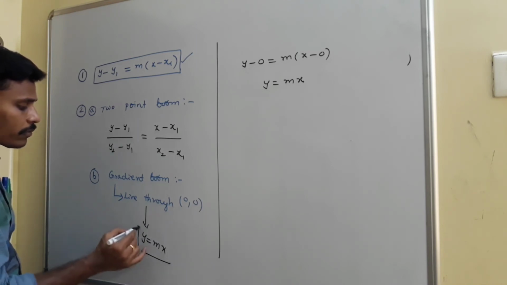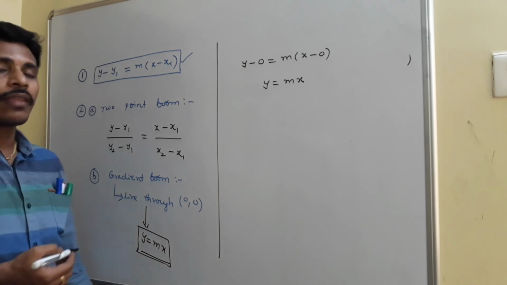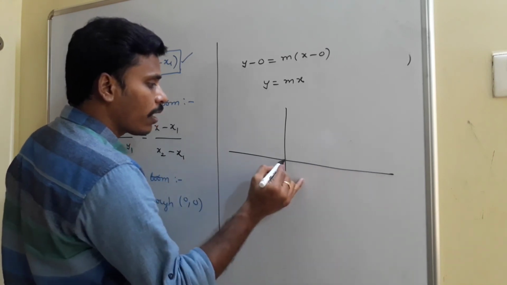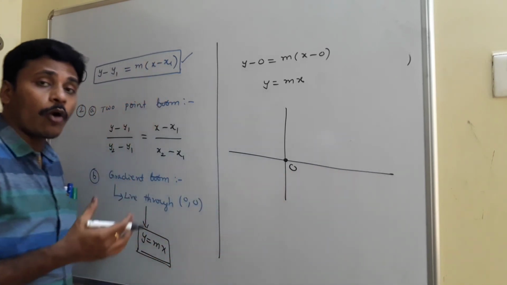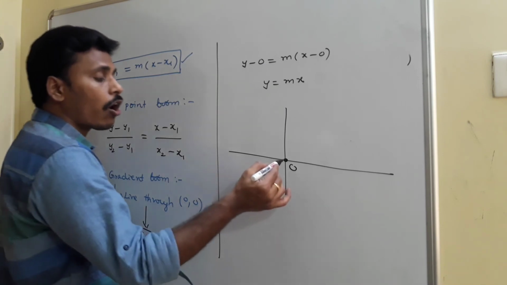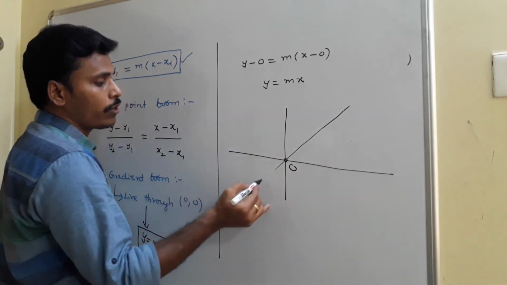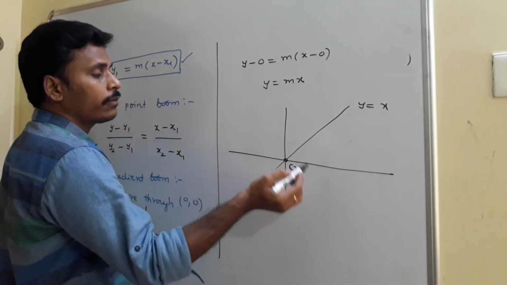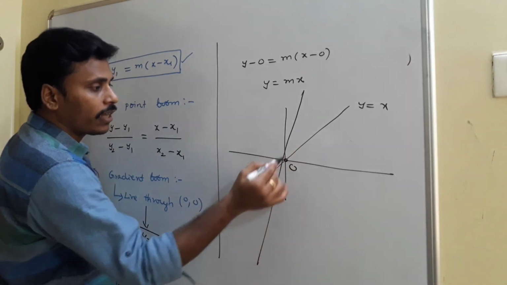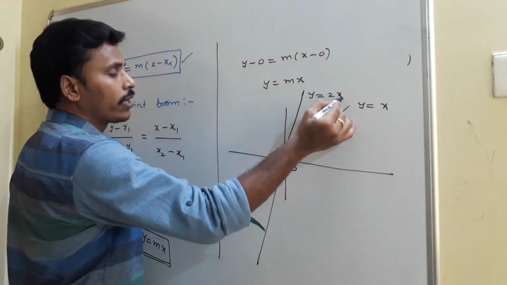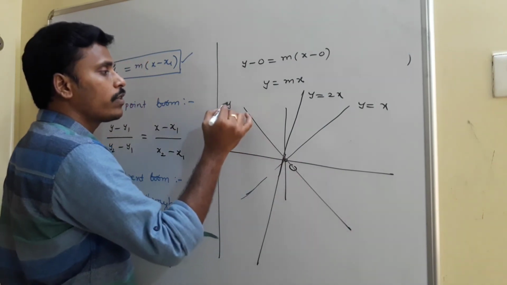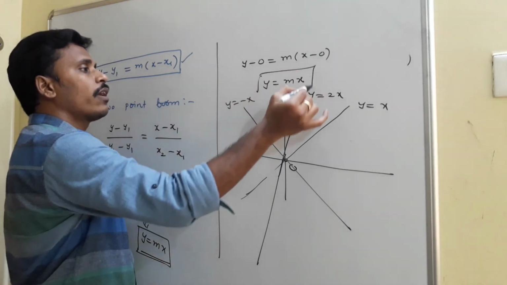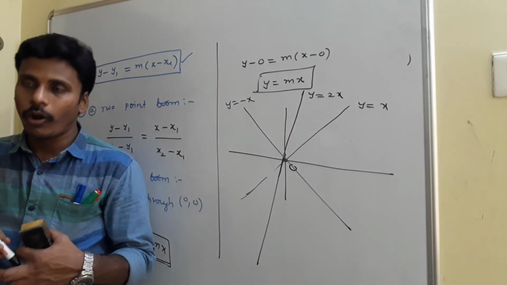If a line is in gradient form, then it surely passes through the origin. For example, if this is the coordinate system, think about the origin: we have many lines passing through that point, and for all of them the general form is y is equal to mx. One line may be y is equal to x. Another line may have the equation y is equal to 2x. And one more line may be y is equal to minus x. All those lines are of the format y is equal to mx if they are passing through the origin, and that is usually called the gradient form.